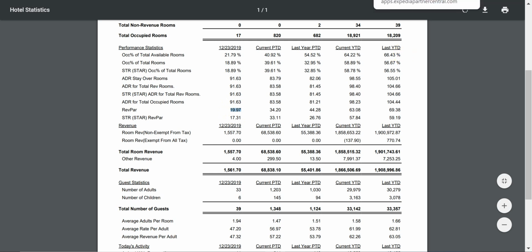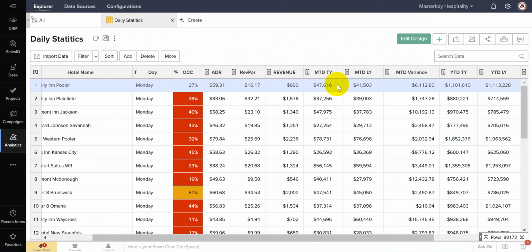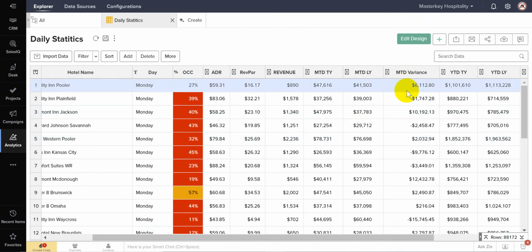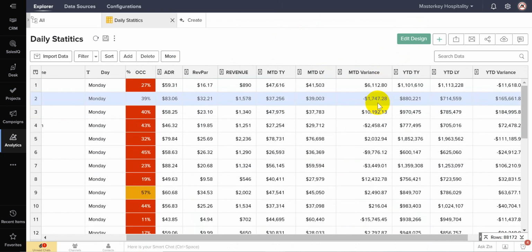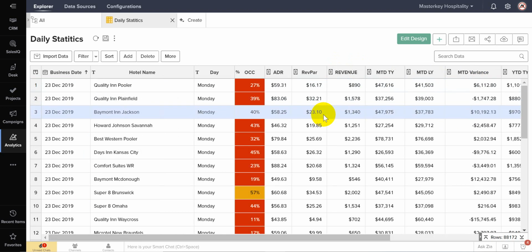And the revenue number is there, and then month till date this year and last year, and this is formula based. We have created the difference between these two numbers, and the same thing with the year till date, and the variance between these two. So how much for the overall year we are down. This is how it's showing us for each property.